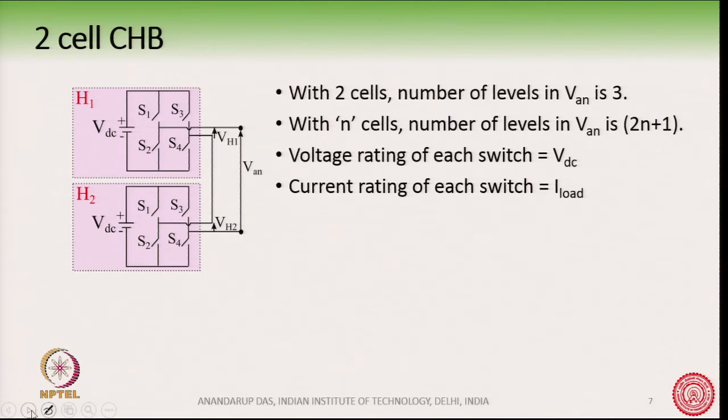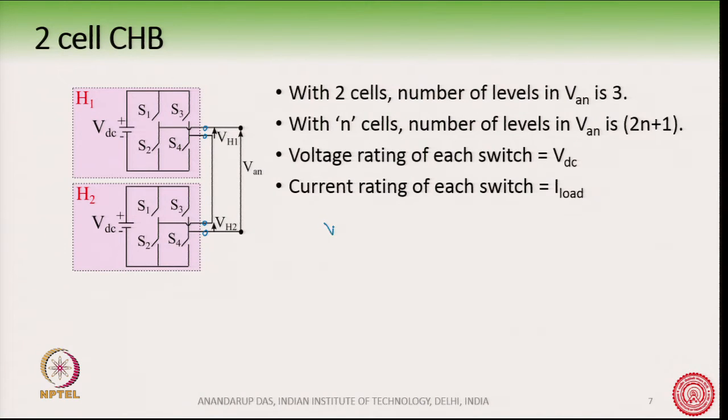Now, what will happen if we connect 2 such H bridges together? So, we have now H1 and we have now H2, and we have connected two such H bridges together. How did we connect? This was the output of one H bridge, and this one is now connected to this point, and this is the output of the second H bridge, and we have connected them in series.